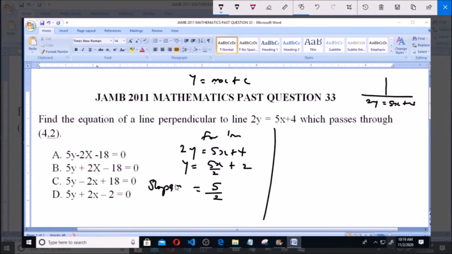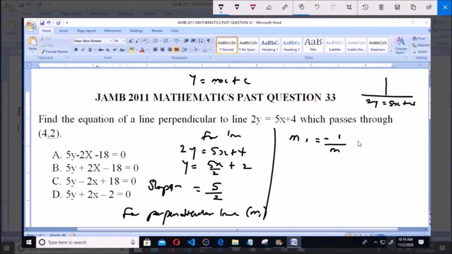Now, since we have the slope of the straight line, from this slope we can get the slope of the perpendicular line. Now, for the perpendicular line, we can now say that the slope of the perpendicular line, now let it be m1, since the slope of the straight line is m. So we can now say that m1 is equal to minus 1 all over m. Minus 1 over m. And the m is the slope of the straight line, which is 5 over 2.